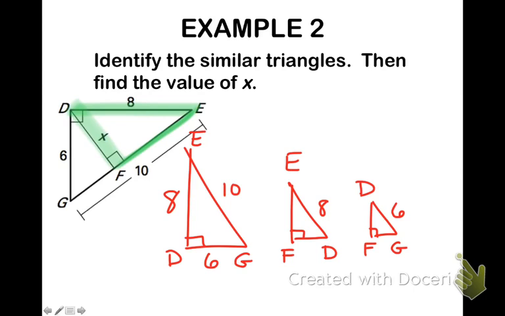Nope. Where's my X? In the middle. Well, which side? Oh, FD. So everywhere I have an FD or DF, I'm going to put an X. Okay, so now let's see if we can make a proportion.